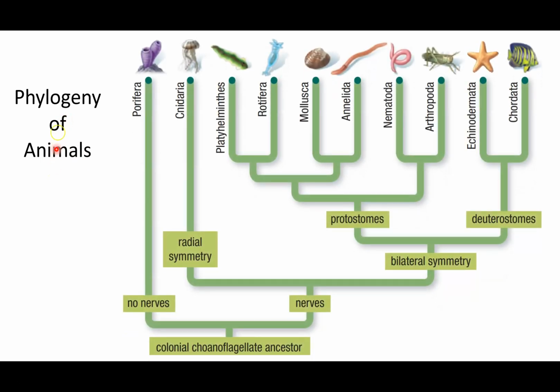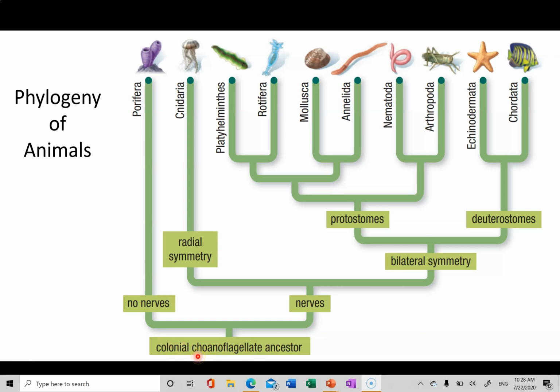Now, to end our lesson, I'm going to give you an overview of the evolutionary relationships of animals with a phylogenetic tree. Remember, phylogeny is the study of the evolutionary relationships among groups of organisms. In this case, we're going to look at the phylogenetic tree of animals. Animals are thought to originate from a colonial choanoflagellate ancestor. This colonial choanoflagellate ancestor is no more than a free-living, unicellular and colonial flagellate eukaryote.